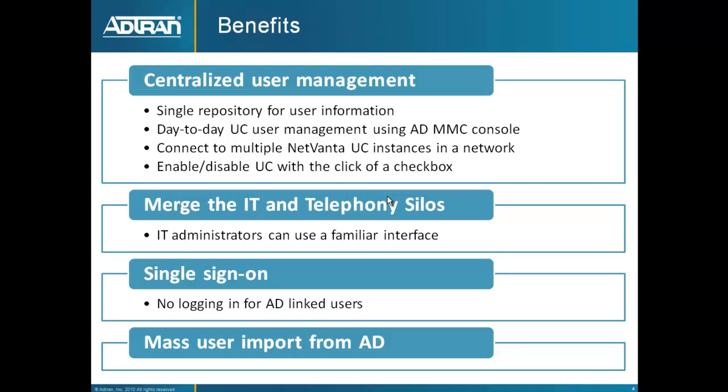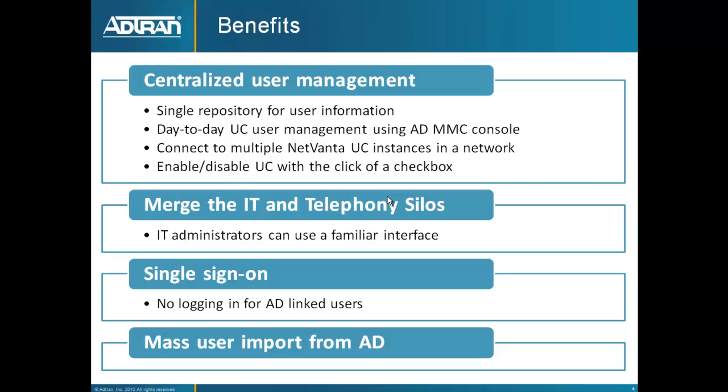Centralized user management. As I mentioned before, there's a single repository for user information, so you're not having to duplicate information across multiple systems, which means a lower total cost of ownership because there's reduced administration time for your IT administrators. And this can be done using the Active Directory Users and Computers console.